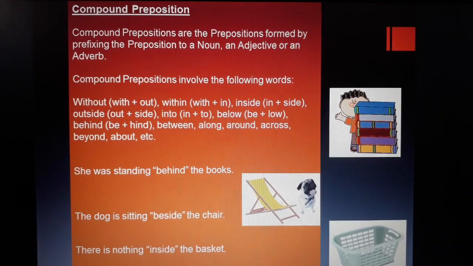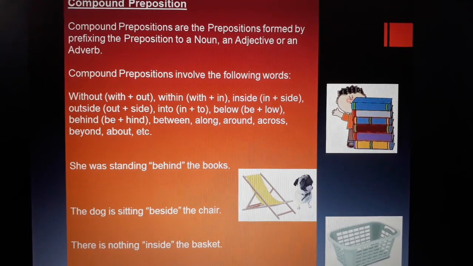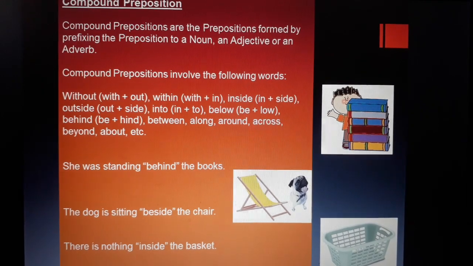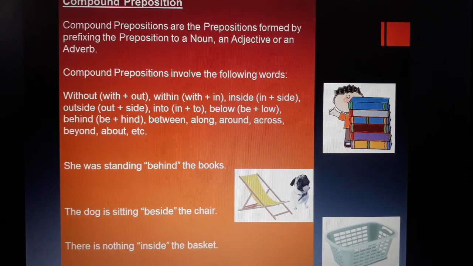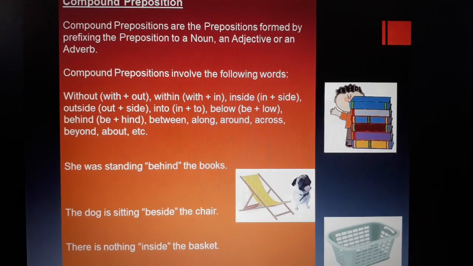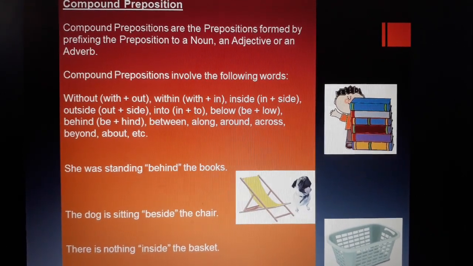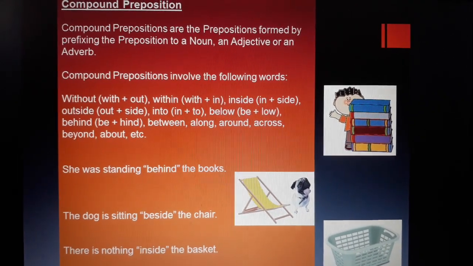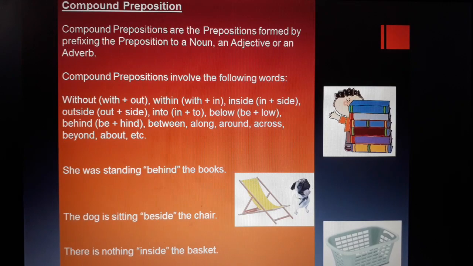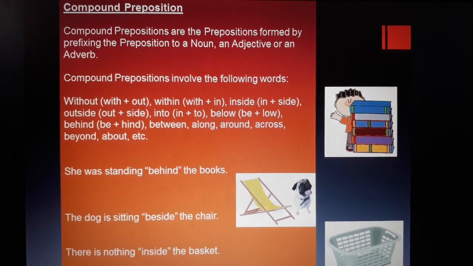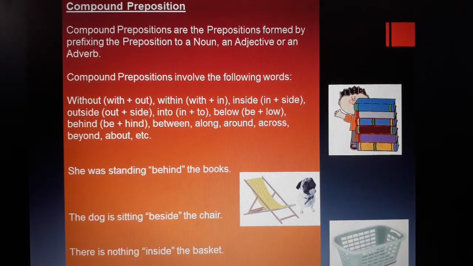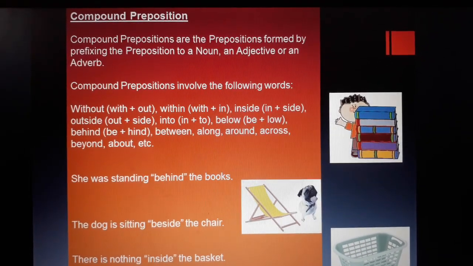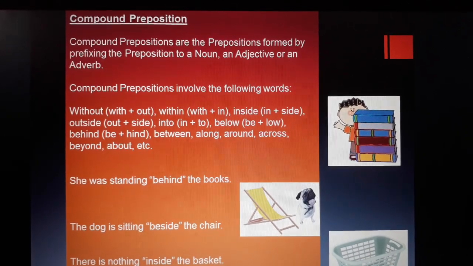Next in the list we have compound prepositions, which are formed by prefixing the preposition to a noun, an adjective, or an adverb. Or we can say that these prepositions are formed by combining 2 words or 2 simple prepositions. Like in and to will make into, with and out will make without, up and on will make upon. For example, the dog jumped onto the bed and left marks upon the sheet.